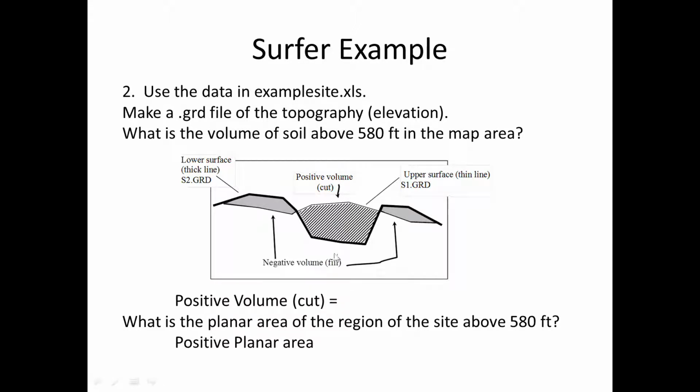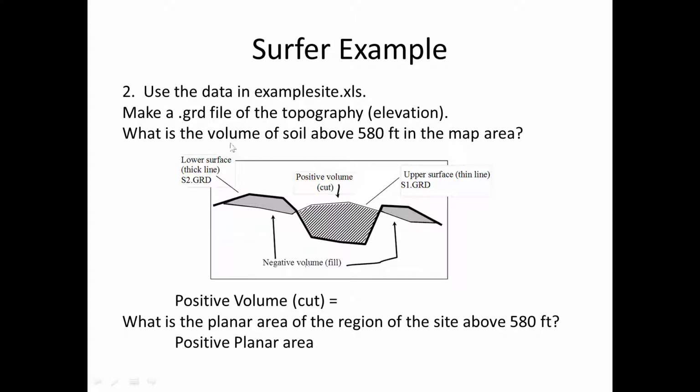But just to take a look at the nomenclature, this is in cross section, so this is the surface that we're starting with, and in the region where that surface is greater than the second surface, that's called the positive volume or the cut volume.